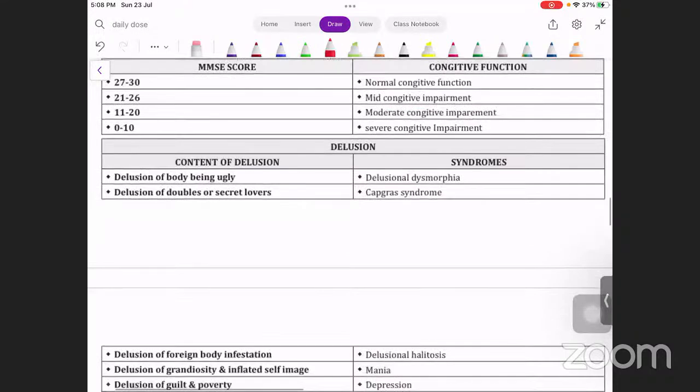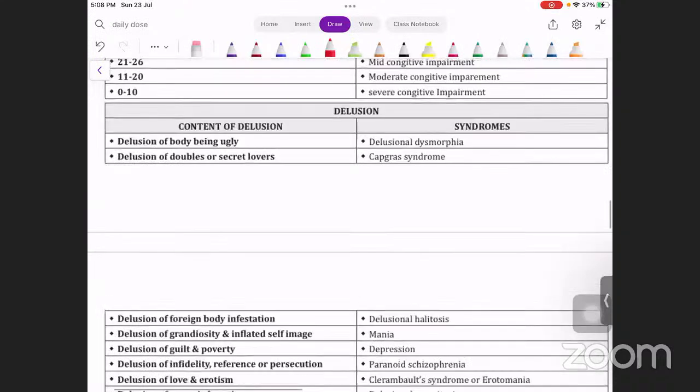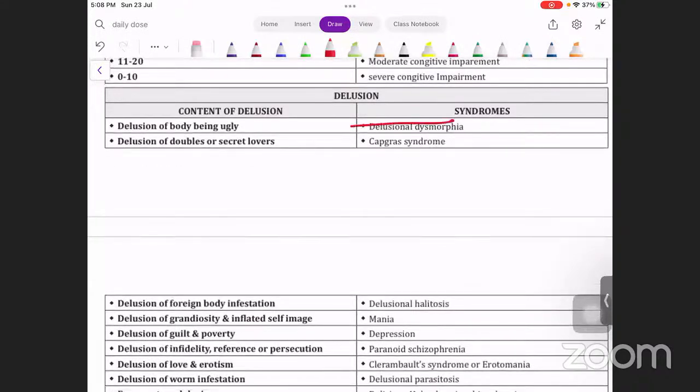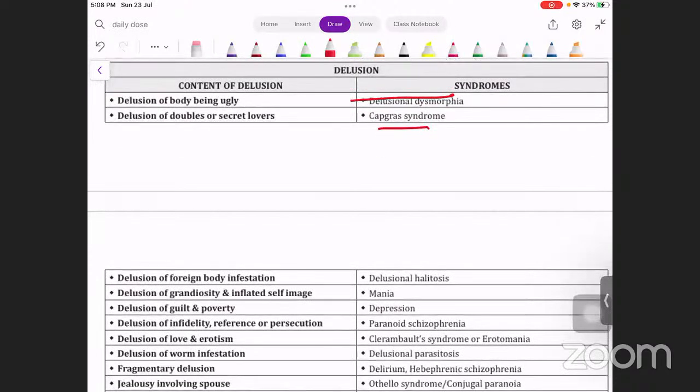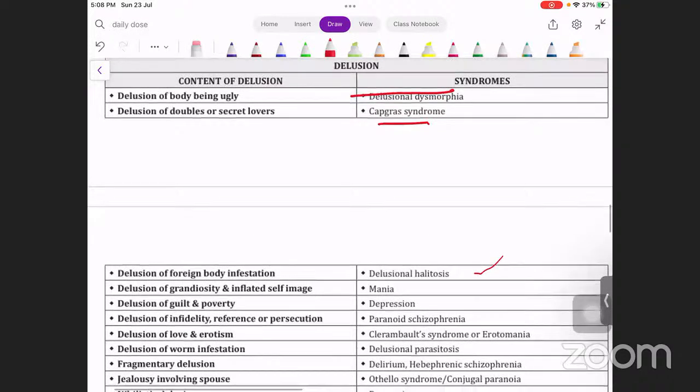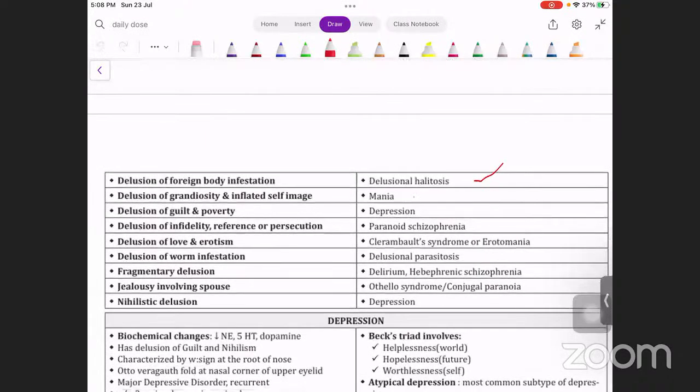Okay. Then you have cognitive function, the MMSE score of cognitive function, and delusions. Delusion of the body being ugly is delusional dysmorphia, and the delusion of doubles or a secret lover is Capgras syndrome. Delusion of foreign body infestation is delusional halitosis, and delusion of grandiosity or inflated self-image is mania, and delusion of guilt and poverty is depression, and delusion of infidelity, reference or persecution is paranoid schizophrenia. Delusion of love or erotism is seen in Clerambault syndrome or erotomania. Worm infestation is delusional parasitosis, and a fragmentary delusion is delirium with hebephrenic schizophrenia.